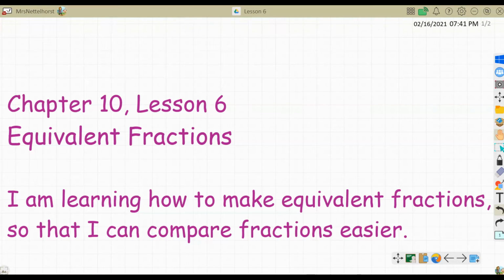Hi, boys and girls. We're doing Chapter 10, Lesson 6, Equivalent Fractions today. Your learning intention is: I'm learning how to make equivalent fractions so that I can compare fractions easier.